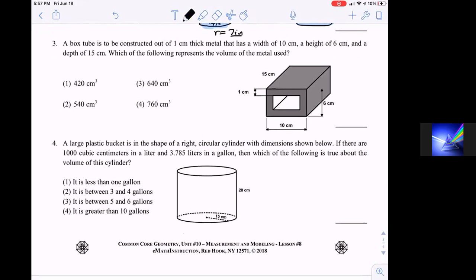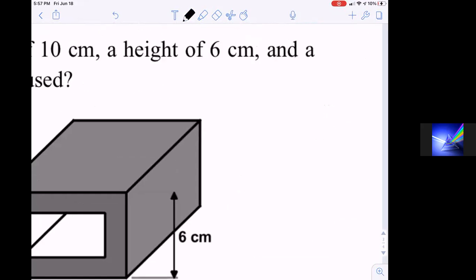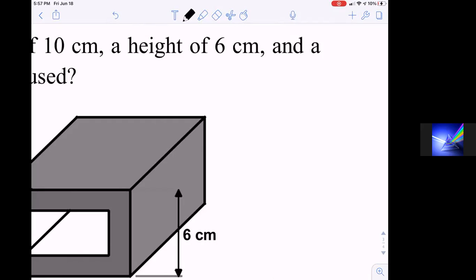Number 3. A box tube is constructed out of a 1 centimeter thick metal that has a width of 10 centimeters, a height of 6 centimeters, and a depth of 15. Which of the following represents the volume of the metal used? Okay, so I'm going to describe this the following way.